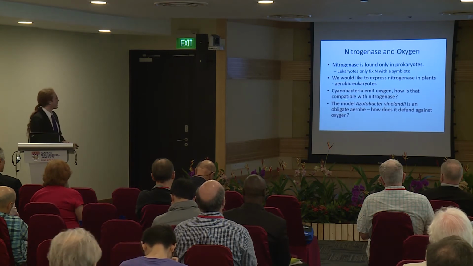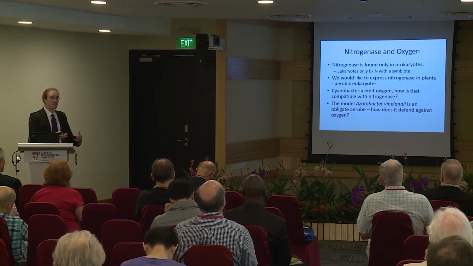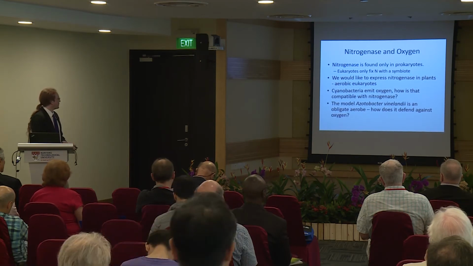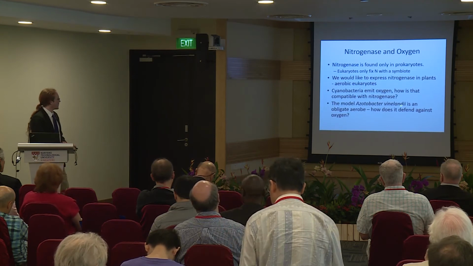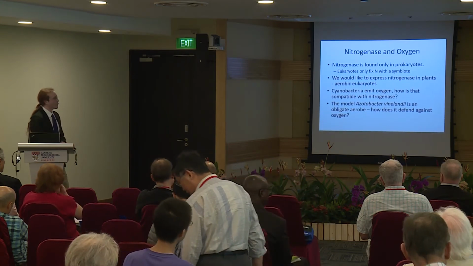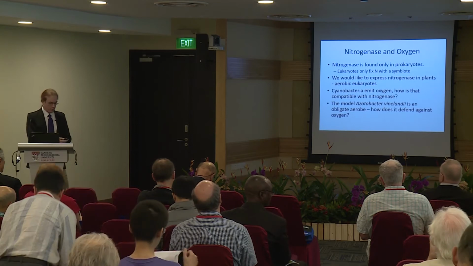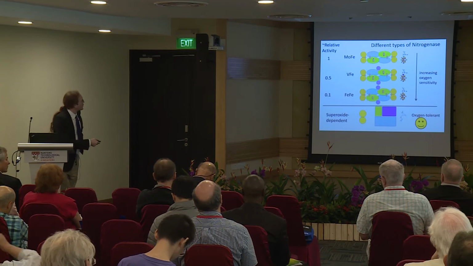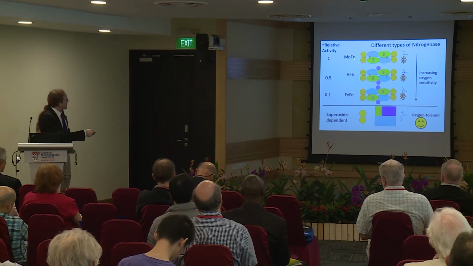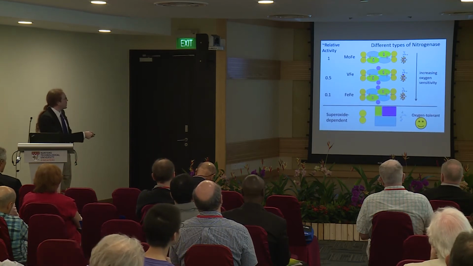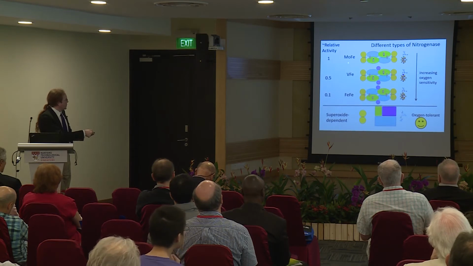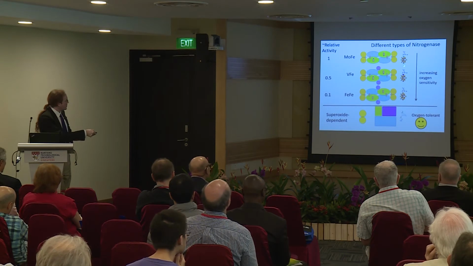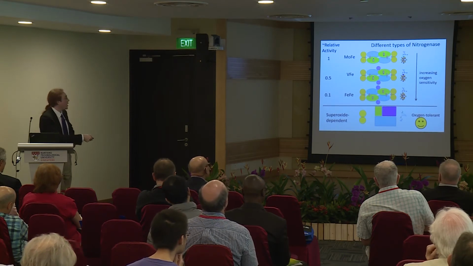So in the first part, I gave working towards an answer, which was they can turn off their photosystems. The model Azotobacter vinelandii is an obligate aerobe. How does that defend against oxygen? Okay, so I'll take a little break on nitrogenases. Azotobacter has the 3 kinds of nitrogenase. So I showed the MoFe, which is molybdenum. There are 2 other enzymes, vanadium and iron only, which replace the molybdenum with vanadium or iron.